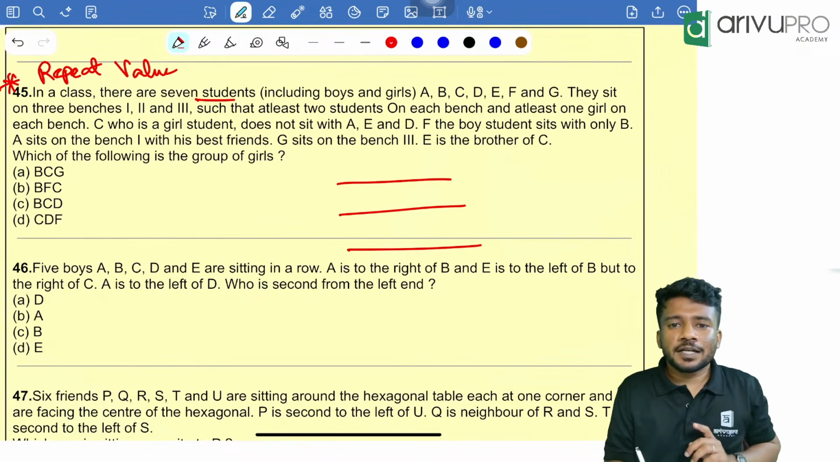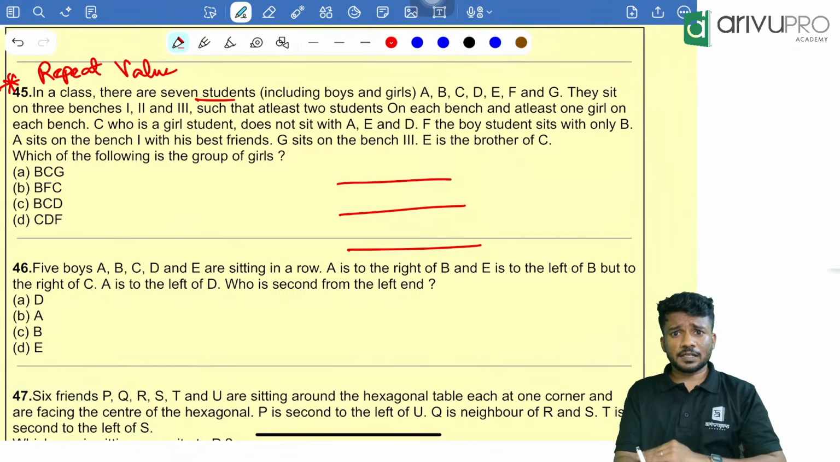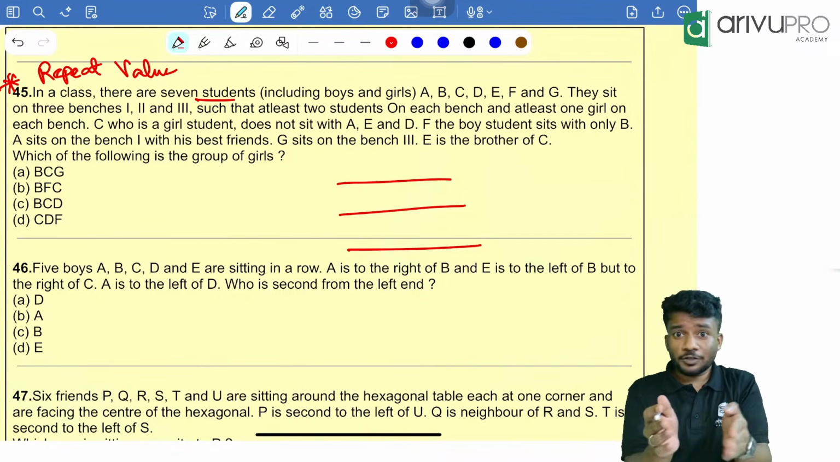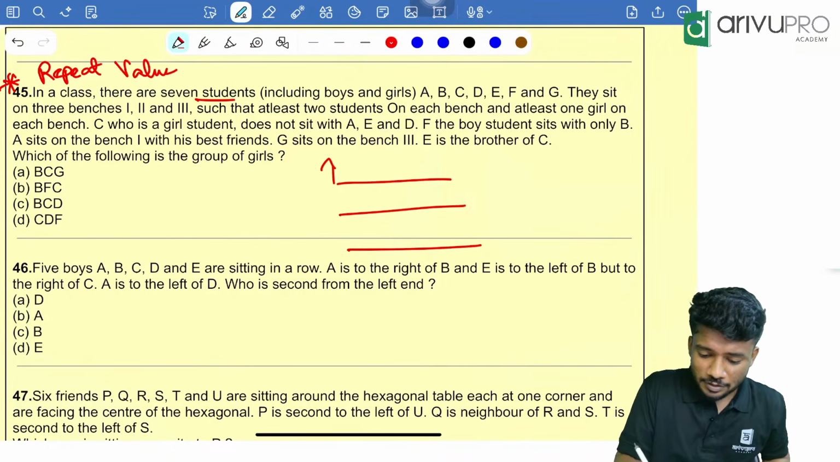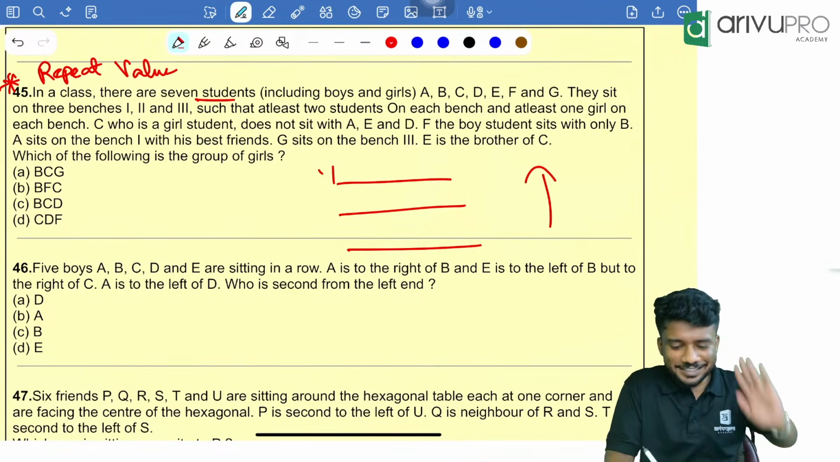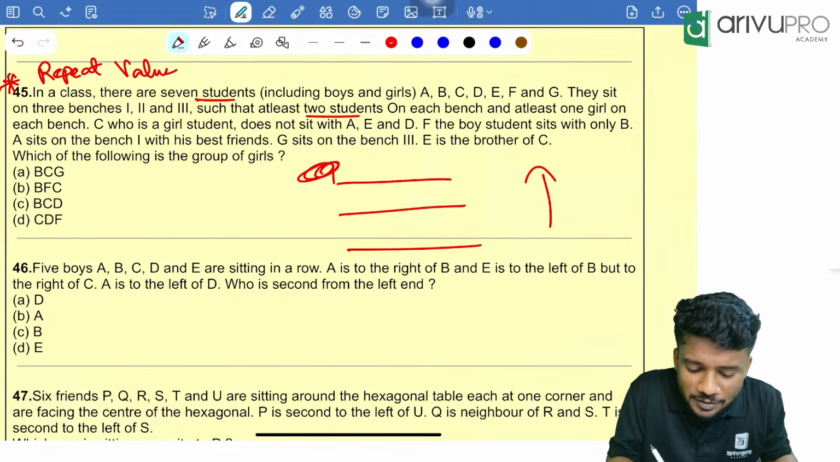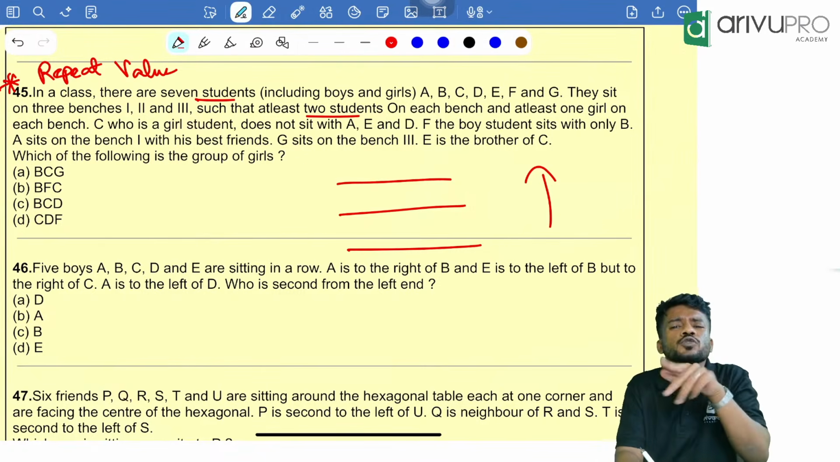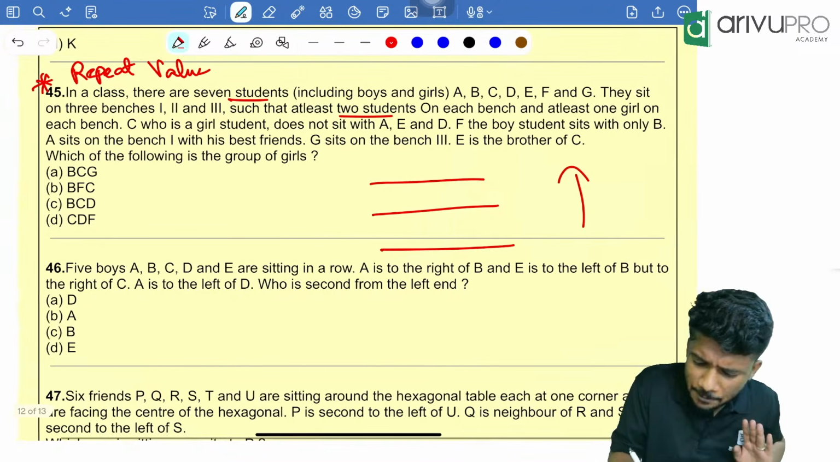Now people, you tell me, if they are sitting in a classroom, will they sit facing each other? No, they will be looking towards the north. Okay, let them look towards the north. Assume that they are looking towards north. Now at least 2 students should be in each bench. That means a minimum of 2 students should be in each of the benches.